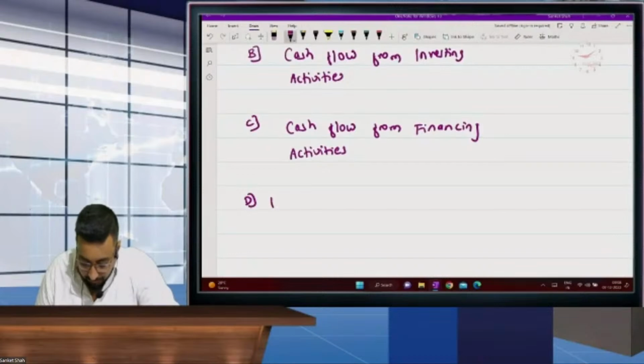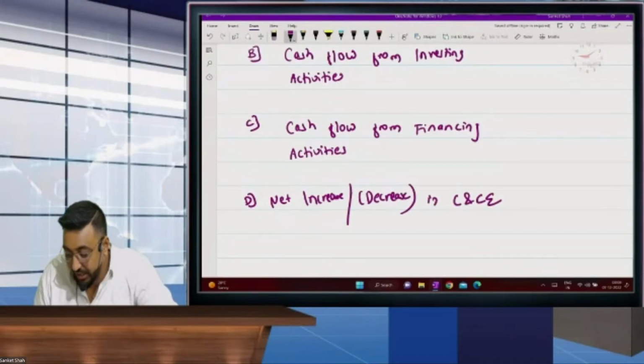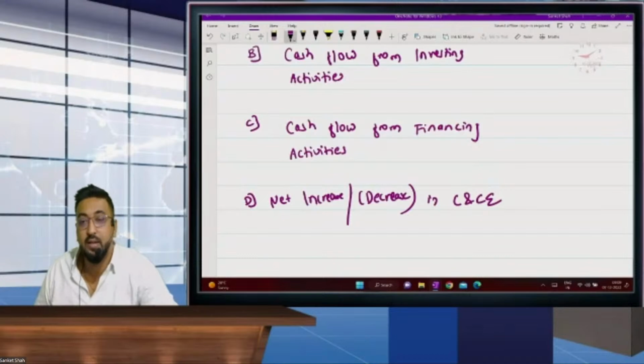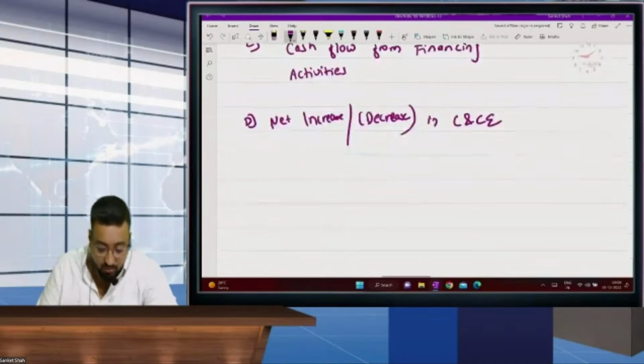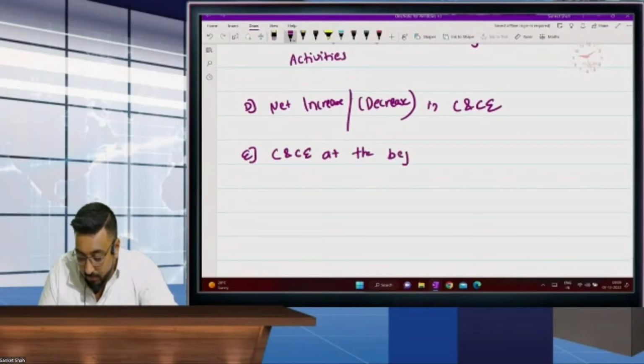D, net increase or decrease in cash and cash equivalent. E, cash and cash equivalent at the beginning. F, cash and cash equivalent at the end.